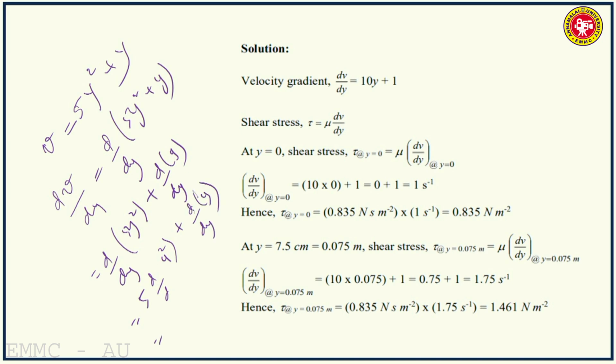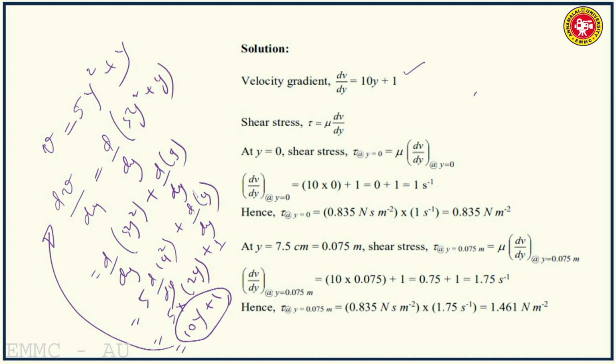So this is 5 into 2y. So d by dy of y square will be 2y, plus d by dy of y will be 1. So I have 10y plus 1. This is dv over dy. This is very ordinary differentiation. So I get 10y plus 1.